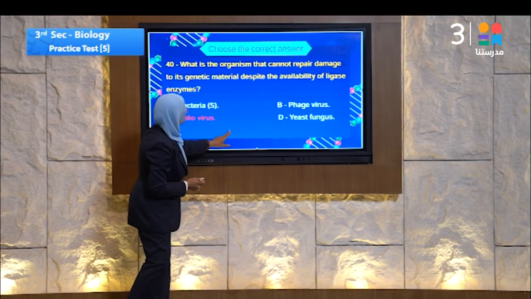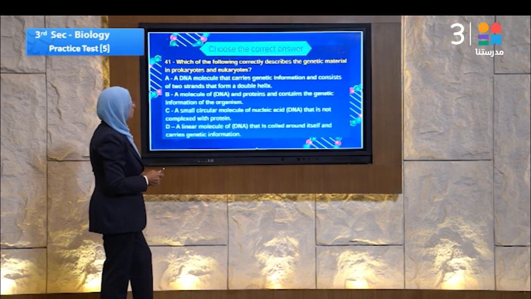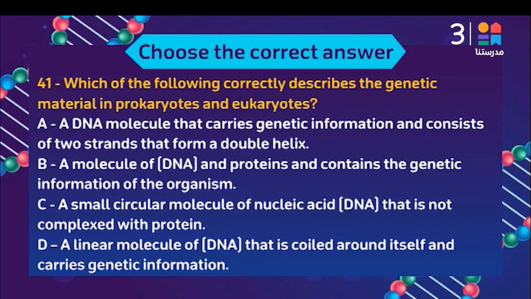Let's go to question number 41. Question number 41 speaks about the genetic material in prokaryotes and eukaryotes. What are the differences between eukaryotic and prokaryotic?